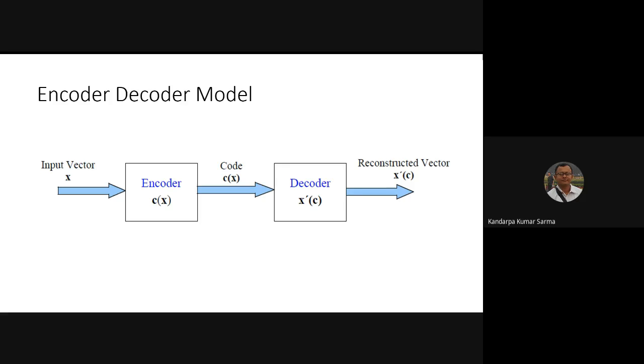So here is a very simple depiction of how we can visualize the total picture. Here we can take an encoder-decoder model. We have a pattern vector X being passed through an encoder C of X that will generate a code C of X. That particular code can go through a decoder that will form X dash of C, and that particular vector shall be called a reconstructed vector. So the vector quantization process is well simplified by this particular encoder decoder representation.